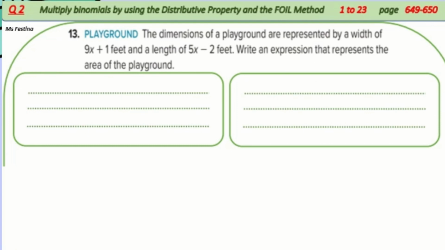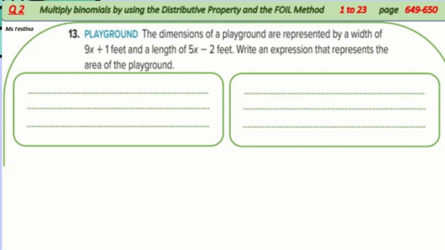So now we have a real life question, where we are supposed to use the methods that we just used in solving problems in the previous question, just to show that we have an understanding of how to apply math in real life. So the question says, the dimensions of a playground are represented by a width of 9x plus 1 feet and a length of 5x minus 2 feet. Write an expression that represents the area of the playground. So they just want an expression.